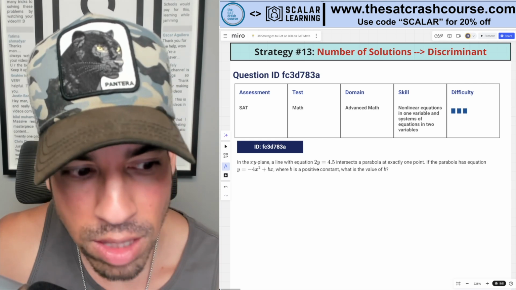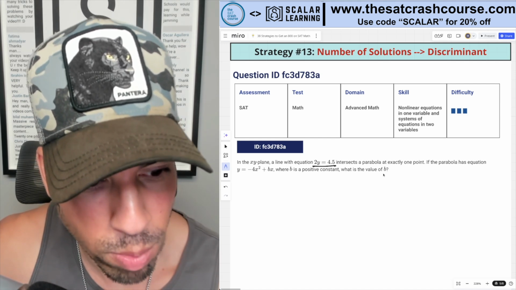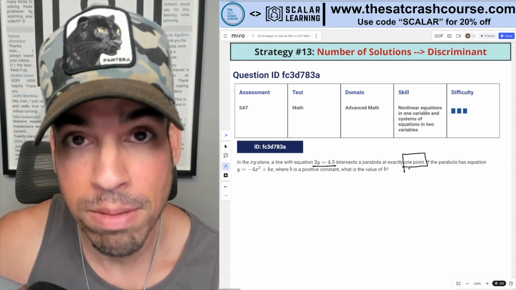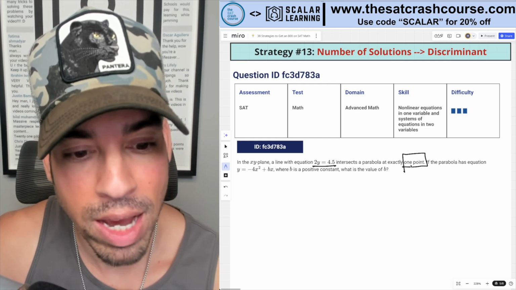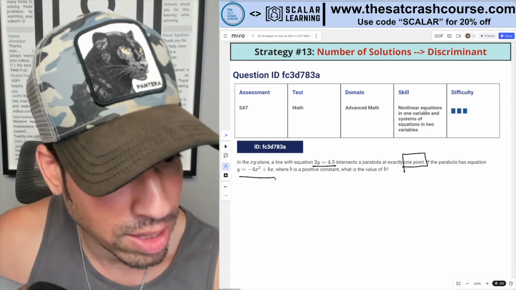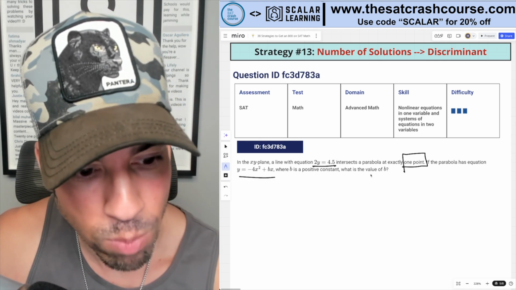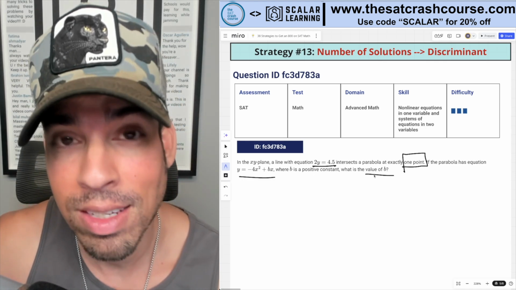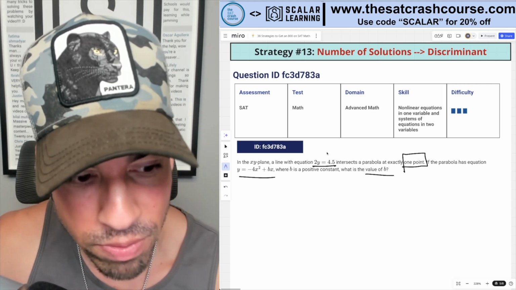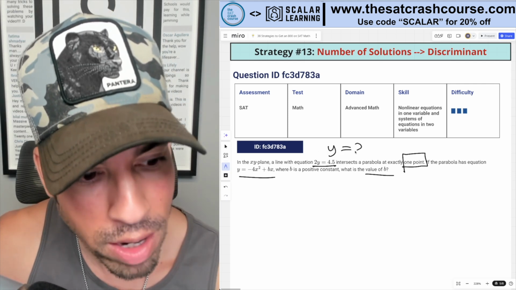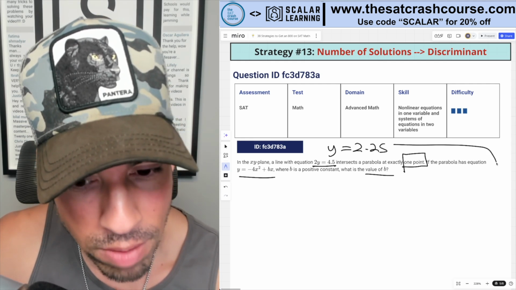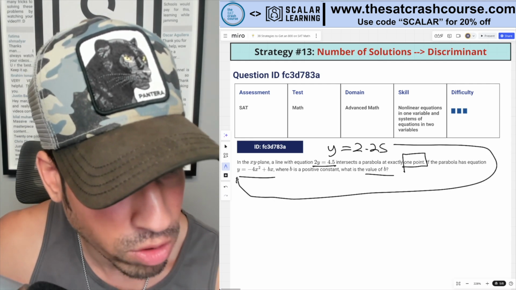In the xy plane, a line with the equation 2y equals 4.5 intersects a parabola at exactly 1 point. This means a system where we have one intersection point, aka one solution. If the parabola has this equation, where b is a positive constant, what is the value of b? So first of all, let's get a singular equation solving for the system. If 2y equals 4.5, divide both sides by 2, y equals 2.25. Now, since this is a system of equations, let's plug this in for y down here and rewrite it.